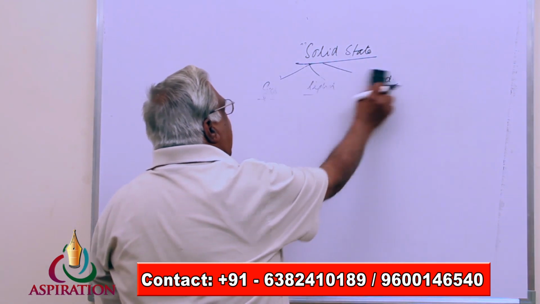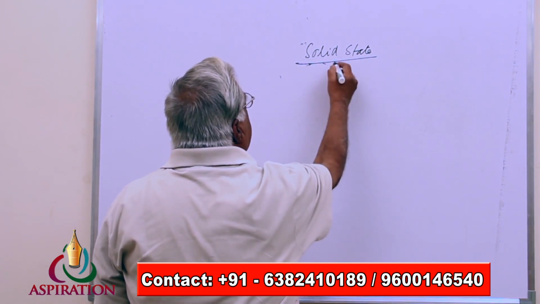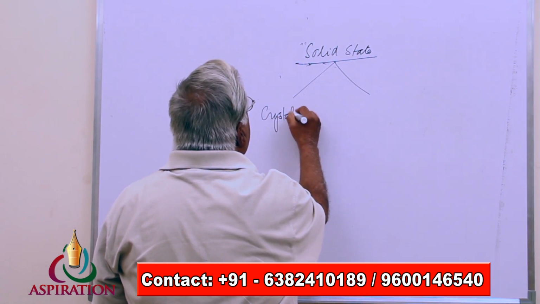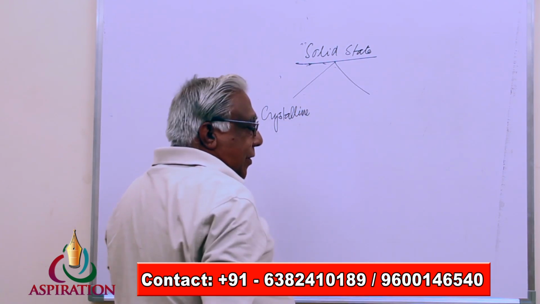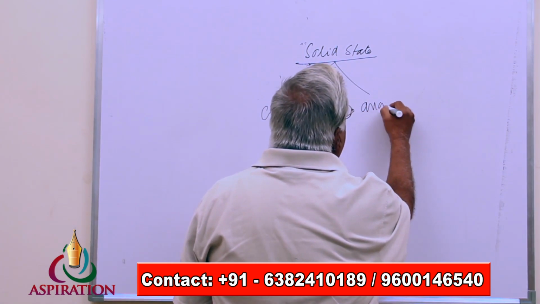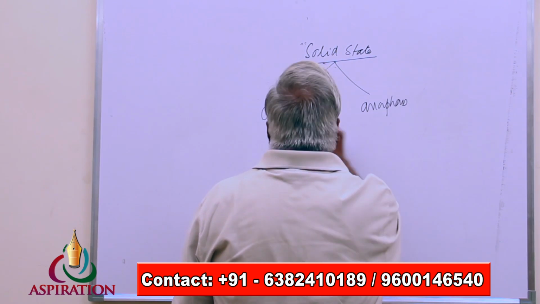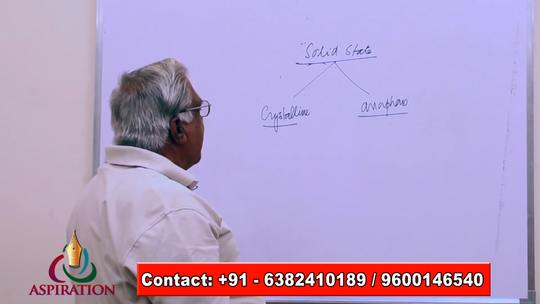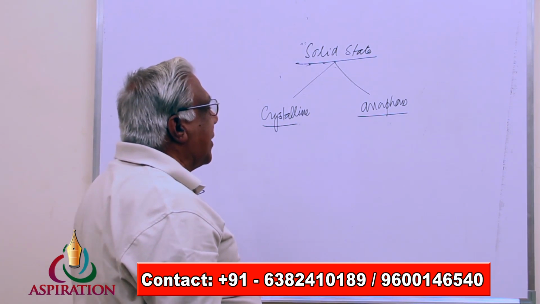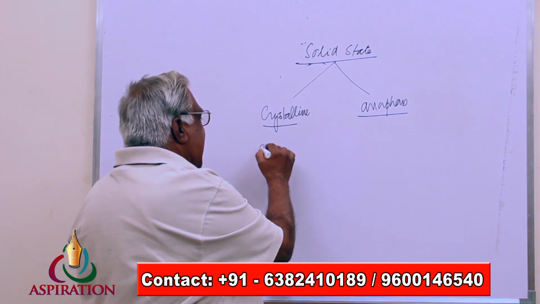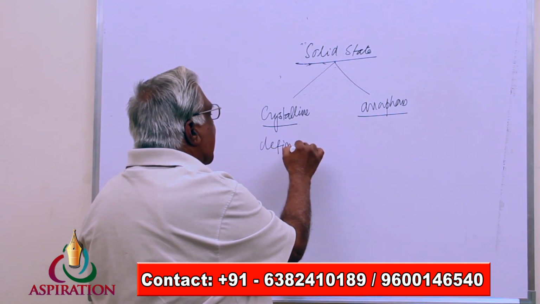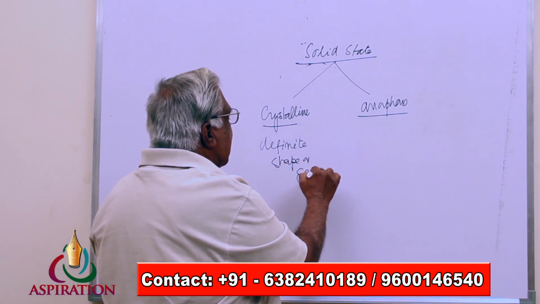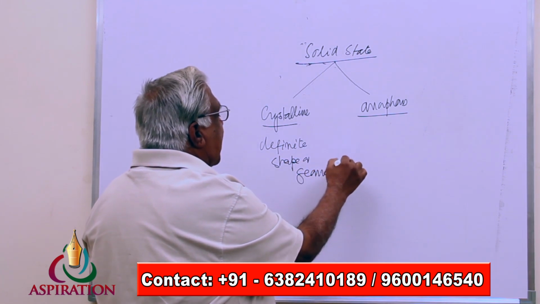For our study, the solids can be classified into two types. One type of solids we are going to call a crystalline solid. The other one we are going to call an amorphous solid. Both of them are solids in one sense. The main difference between a crystalline solid and an amorphous solid: the crystalline solids have what we are going to call a definite shape, or we can say geometry. This is what is going to be very important.